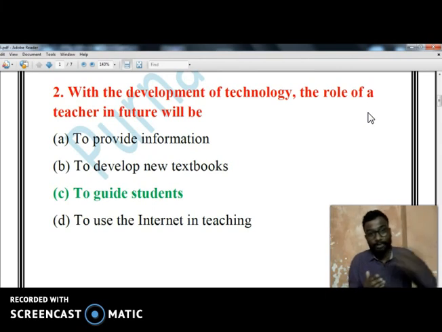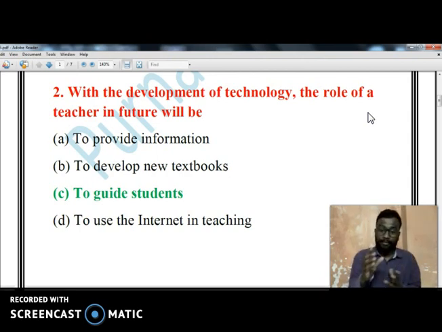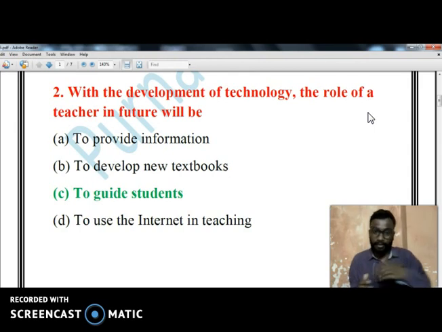If a teacher teaches graduation students, her duty is to guide the students towards research projects. Generally, people are aware of research projects. For research projects, we need data. The source of the data may be primary data or secondary data, whatever it might be. For secondary data, again, internet usage is really required. So the role of the teacher increases to guide the students towards their common goal. So option C is the correct answer, to guide the students.